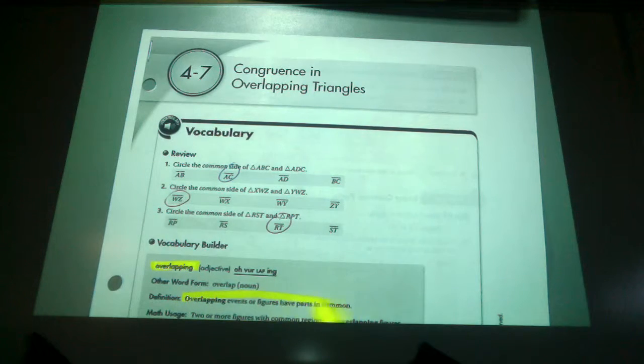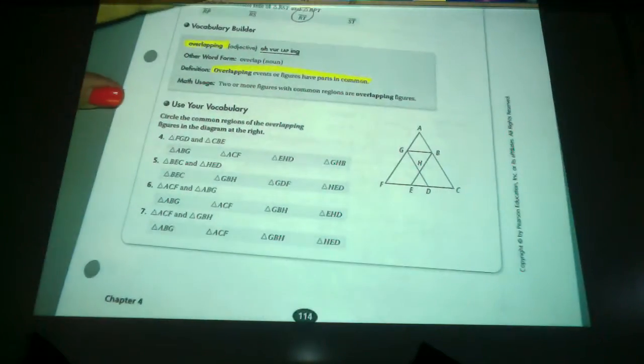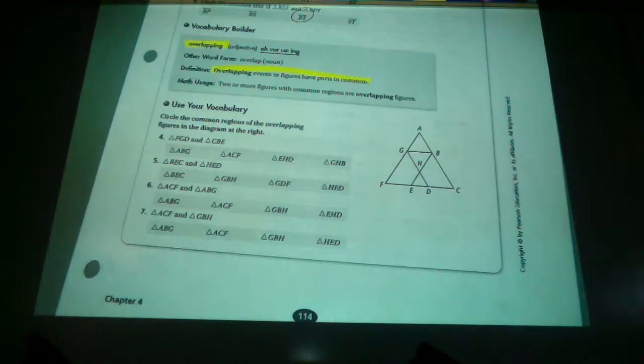Overlapping just means the figures have certain parts in common. It could be angles in common, it could be sides in common. Most likely it's angles in common. So we're just going to look at one of these, not all 4 of them.